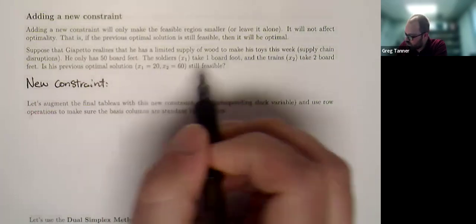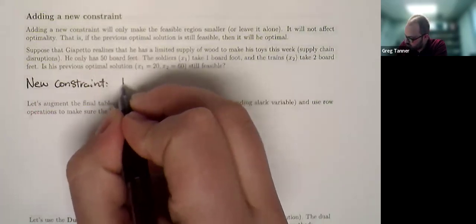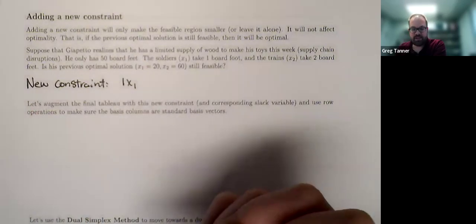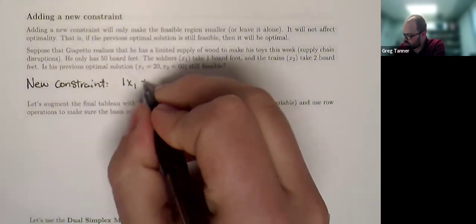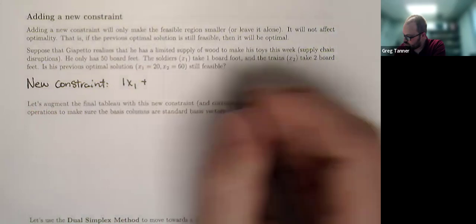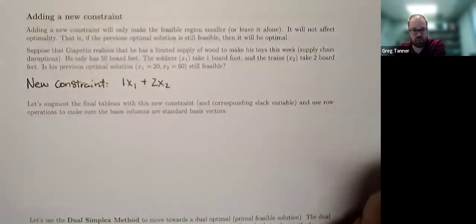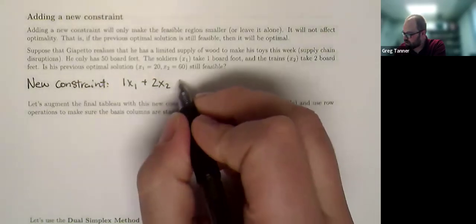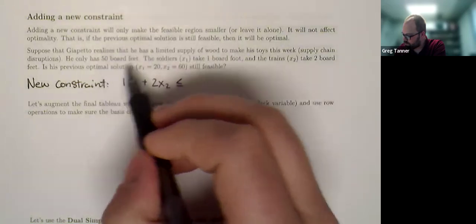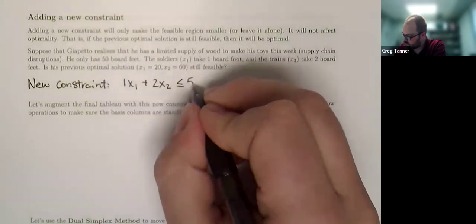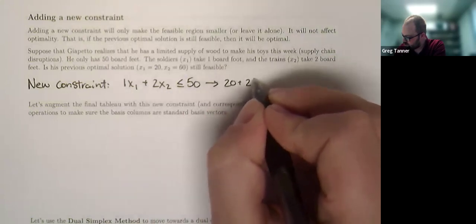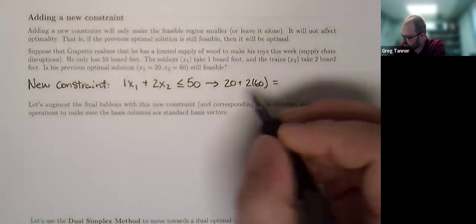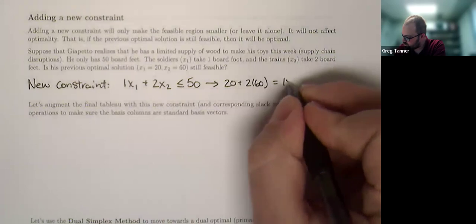That new constraint would be 1 board foot per soldier. So 1 times x1 would be the number of board feet used up by the soldiers, plus 2 board feet times x2 is the number of board feet of wood used up by the trains. And we'd want that to be less than or equal to the available supply of wood, which is 50. Okay, plugging in his current solution, that's going to be 20 plus 2 times 60 equals, let's see, 120, 140.